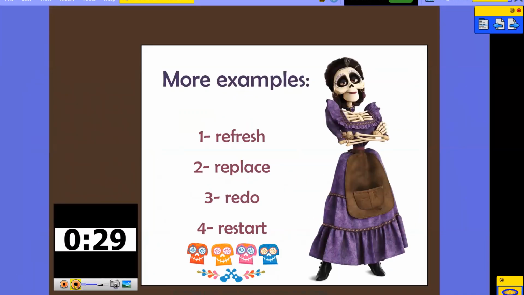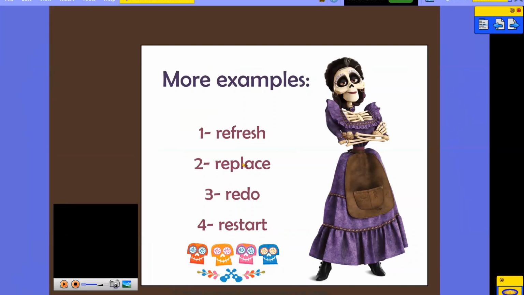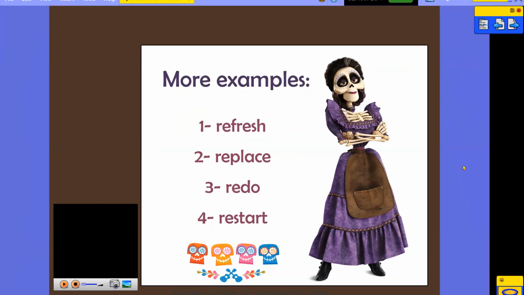Now, I will stop the timer first. We're going to read these words and then I'm going to give you 30 seconds to choose one word and write a sentence using it. So let's see. Number one, refresh. It means freshing something again.